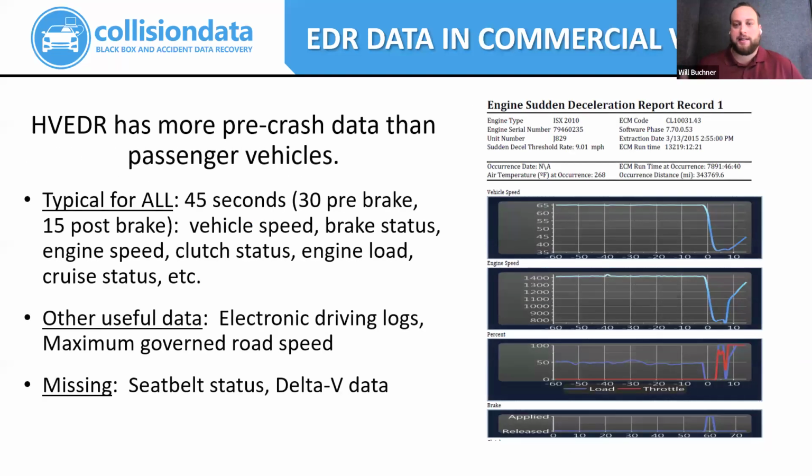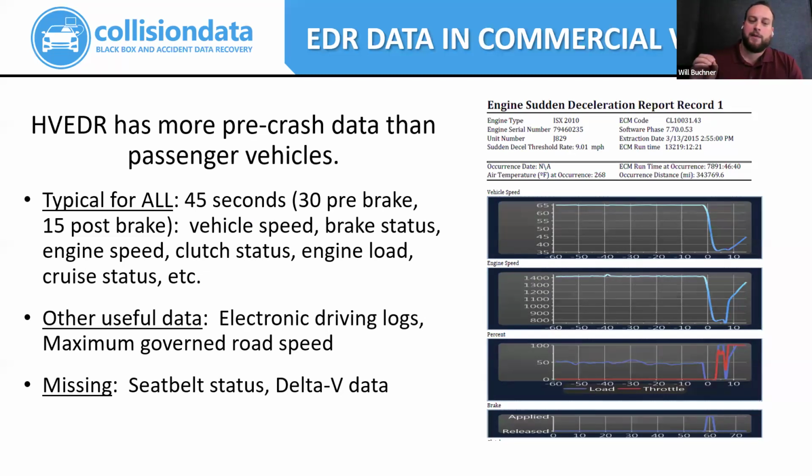So on the right, we've got a sudden deceleration report. There's graphs for it, and there's actually just kind of data tables. But typically for most of them, you're going to get at least 45 seconds, some of them a good bit more, but it's going to give you the speed, brake status, engine speed, your clutch status. It's going to tell you how that vehicle is being operated. And then it'll actually give you some electronic driving logs as well, which are going to display some of the same data, but may format it a little differently. So it may be a little bit easier to glean what happened.